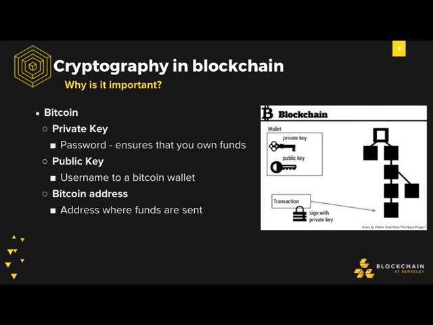You store all your Bitcoin in a Bitcoin wallet, and the private key is kind of like the password to that wallet. You need that private key to ensure that you own those funds. Your public key is like the username to the Bitcoin wallet, and your Bitcoin address is another value. If you want to send someone else Bitcoin, you send it to that Bitcoin address and it'll get into your wallet.